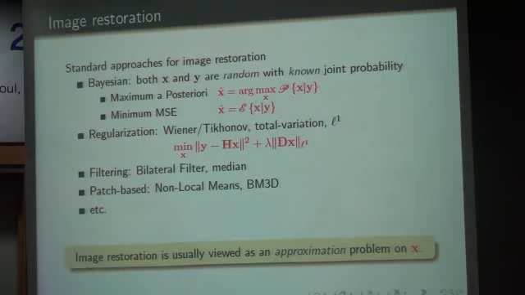Okay, so the point here is that I would like to see image restoration as an approximation problem, not on X, but on the function that provides the estimate. So we are going to see this a bit later, but in most standard approaches, people see it more like an approximation of X, so they want to put hypothesis on X hat, etc., etc.